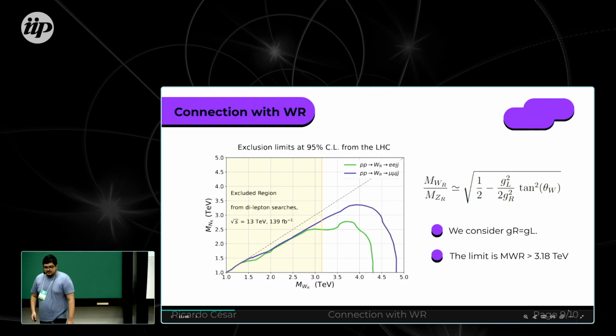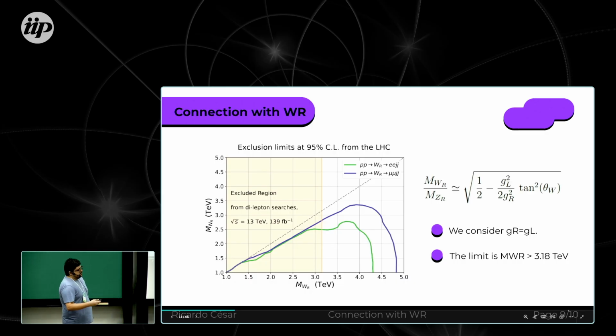So we have also the connection with the WR mass. We have here in the y-axis the mass of the right-handed neutrino, and the x-axis is the mass of the WR boson. We have limits produced using the channels pp going to WR and decaying to electrons and jets, and dimuons and jets. So this is the green and blue limit. And as you can see, we use this equation, as I said before, which is a relation between the mass of the WR and the ZR masses.